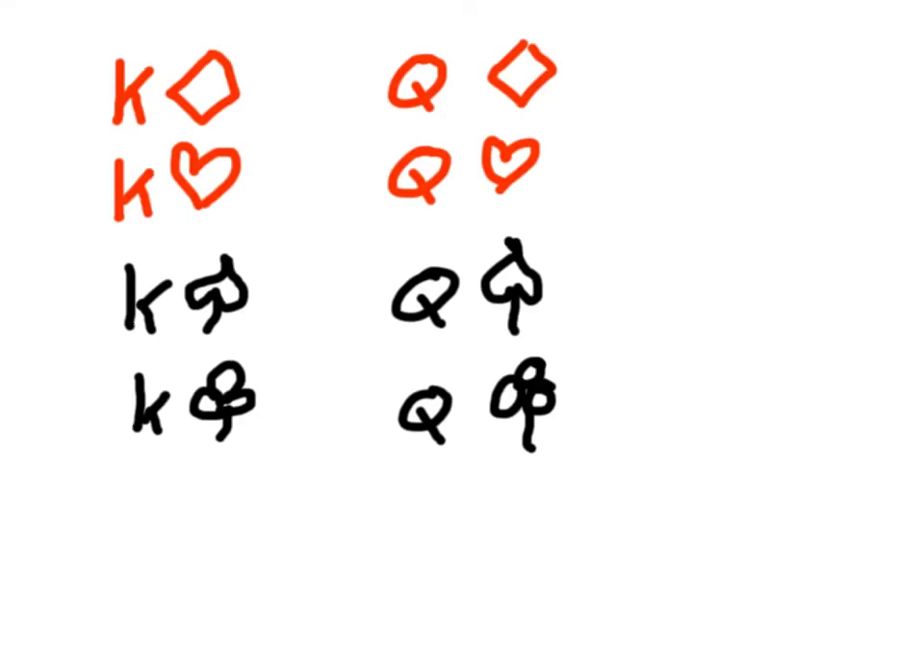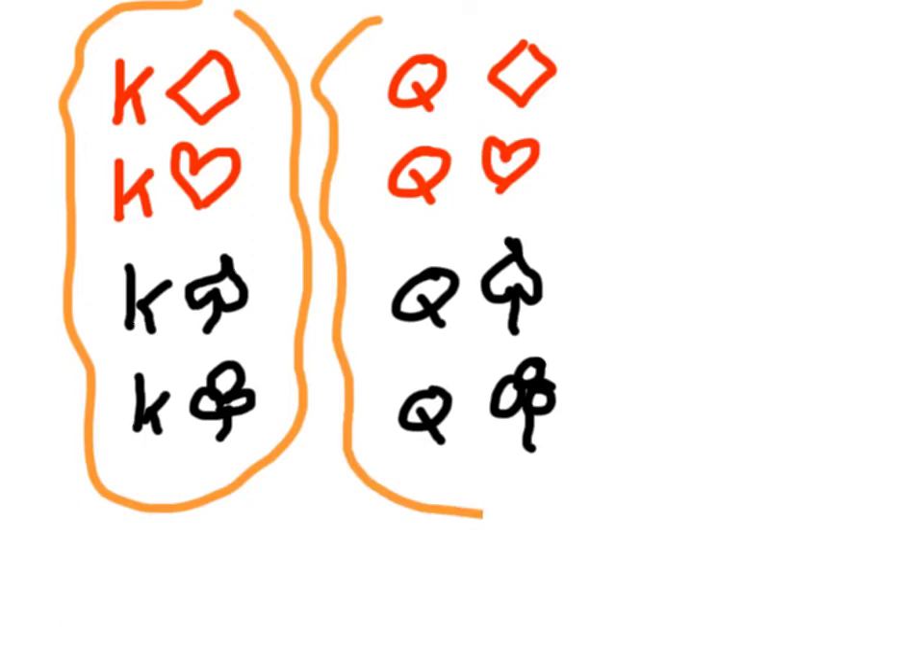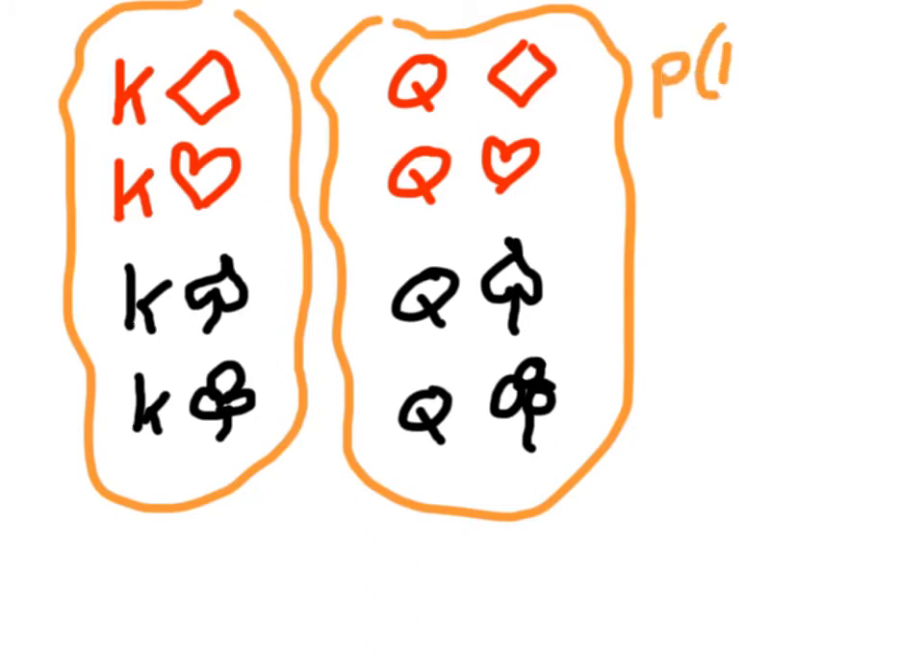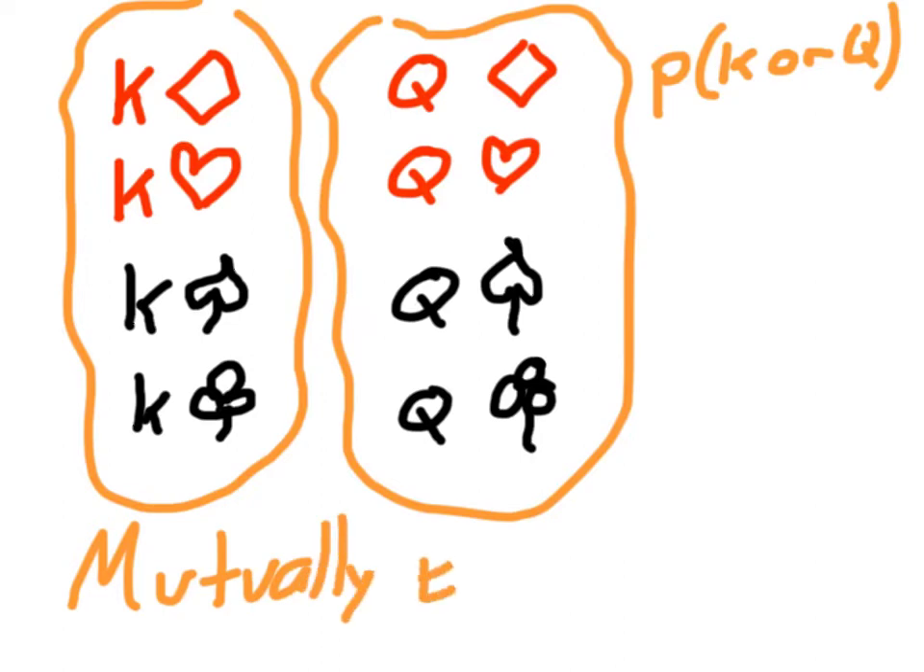Okay, in this next piece, I want to talk about 2 different ideas. The first is called mutually exclusive. If I were to ask you a question about drawing a king or a queen, hopefully you could say the probability of getting a king or a queen. Well, there's no overlap in these 2 worlds. Therefore, they are what's called mutually exclusive. There's no overlap. They are completely separate.